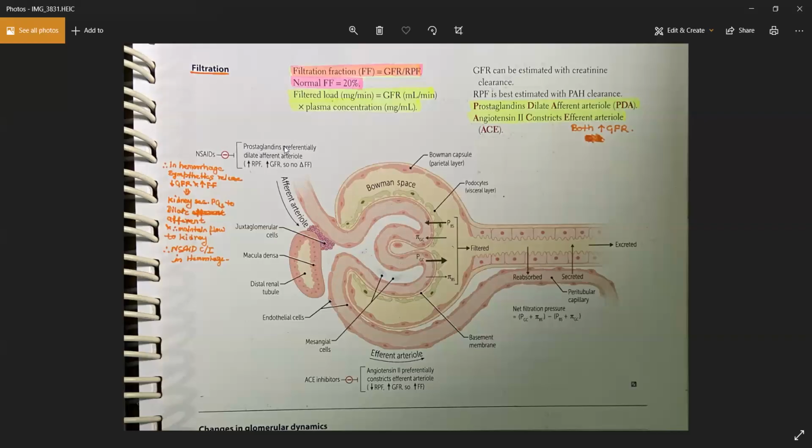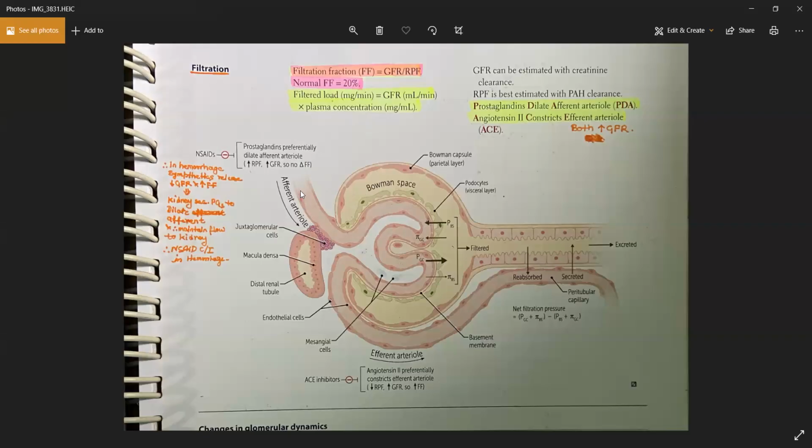So the prostaglandins preferentially dilate the afferent arterioles. Their function is to increase the renal plasma flow, and so the GFR. But please note, they do not increase the filtration fraction, because whatever blood you give to the kidney, only 20% of it will be filtered via GFR. So the filtration fraction will always remain 20% whenever you constrict or dilate the afferent arterioles.